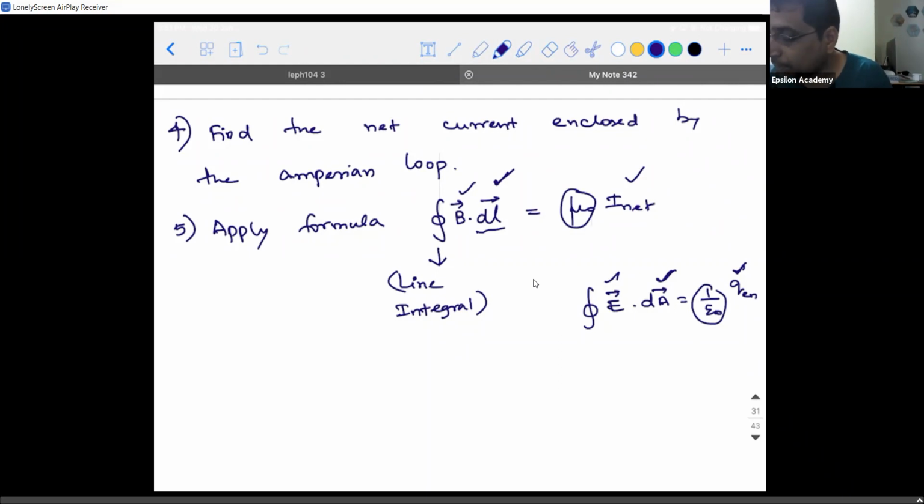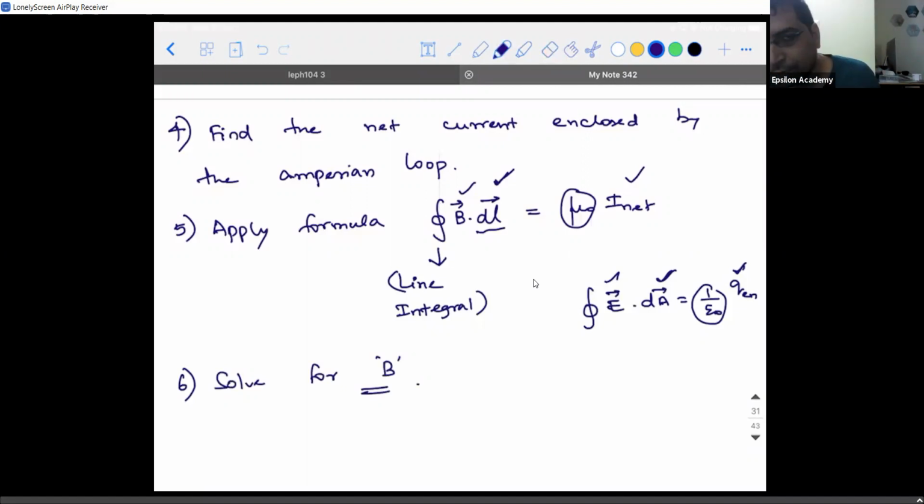Okay. Apply the formula, line integral of B dot dl is equal to mu naught into I net. And the last is solve for B. That will give you the answer. In your textbook, they would have told you to consider all small elements, all those things will confuse you. So if you just follow these steps, that is more than sufficient for you to solve any problem that is based on Ampere's circuit law. Any problem.